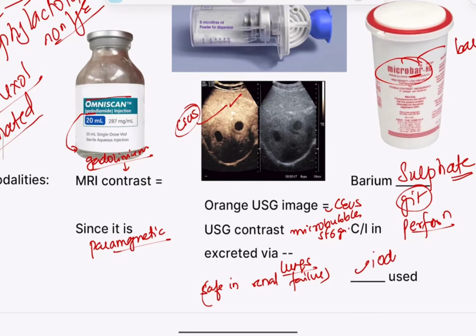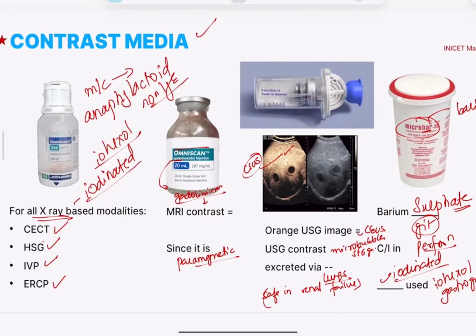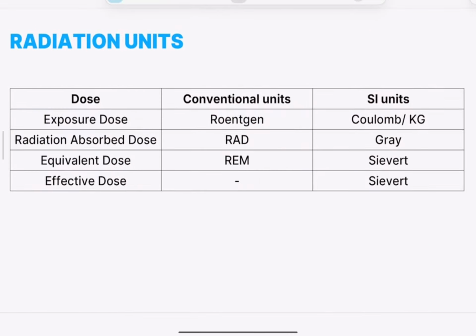So what do we use there? Iodinated water soluble contrast media like iohexol. If you have iohexol and gastrografin both in the options which are iodinated, iohexol is better than gastrografin because iohexol is low osmolar. Going to radiation units.